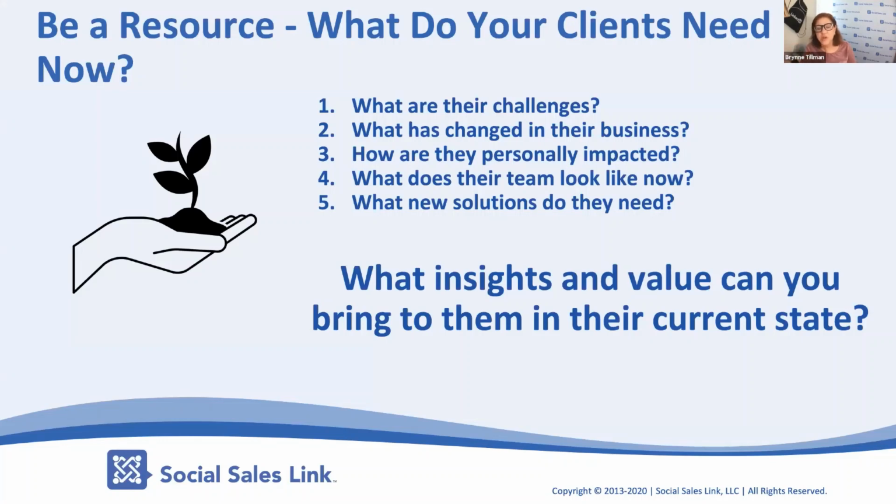What does their team look like? Were there furloughs? Are they struggling? Are they overwhelmed? Are they a manufacturing plant that had to switch from making shoes to masks? Like, what's going on in their world? What new solutions do they need? This is our job to understand that. And once we do, we need to identify what insights and value that we can bring to their current state. And that's when we start to master on a one-on-one basis the ask-offer ratio.